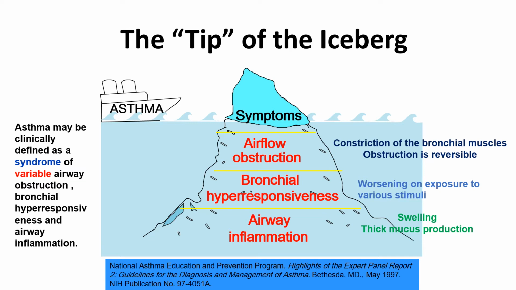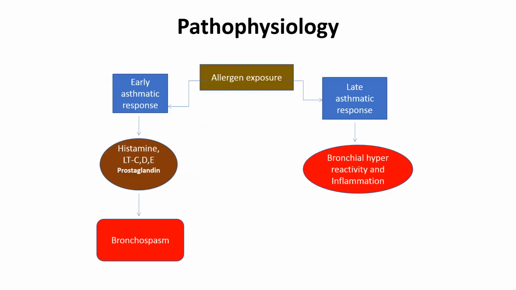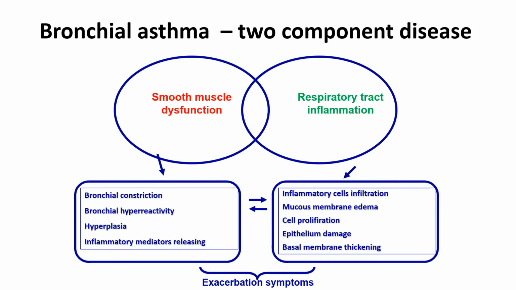So you have understood the pathophysiology of bronchial asthma, and what you have noted is that in bronchial asthma the important things are the airway inflammation and the airflow obstruction, apart from the bronchial hyperresponsiveness. So this early phase reaction, or early reaction, culminates in bronchospasm, and the late reaction usually leads to inflammation and bronchial hyperreactivity. So we can say bronchial asthma is a two-component disease.